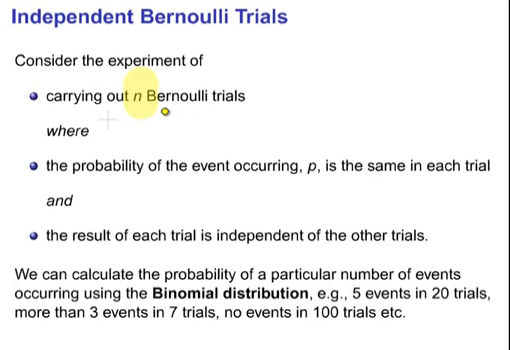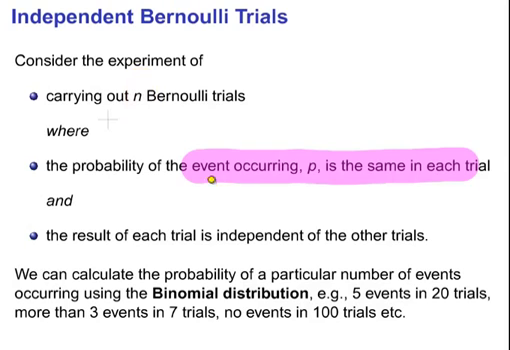So let's say we're looking at 10 patients or 10 people and seeing whether they have a particular disease. So 10 yes or no answers. We might have five yeses or five nos or something like that. That's the idea there. So the probability of the event occurring, p, is the same for each trial. That's important. We're going to see where that becomes very important later on.